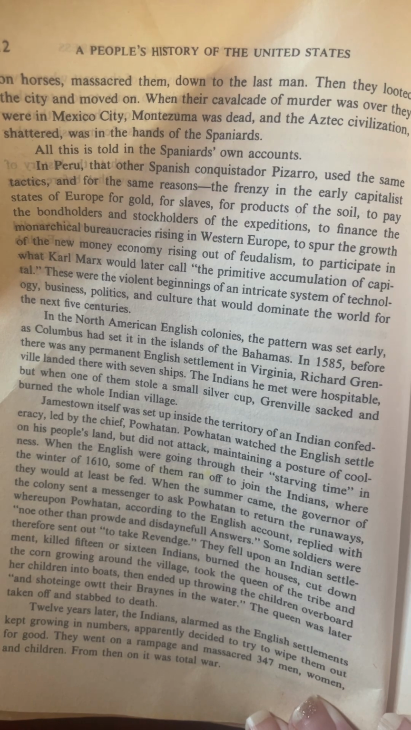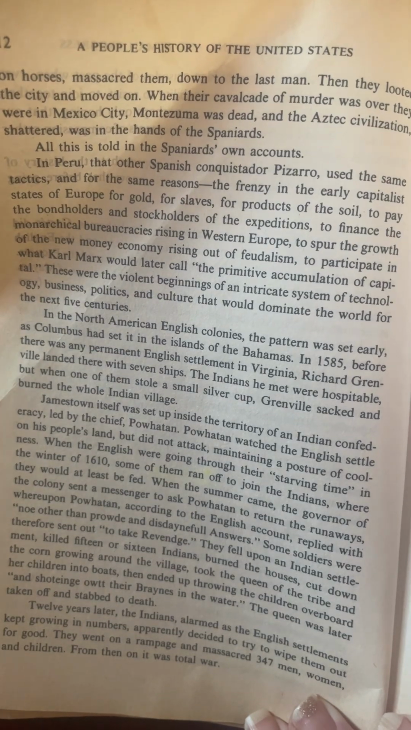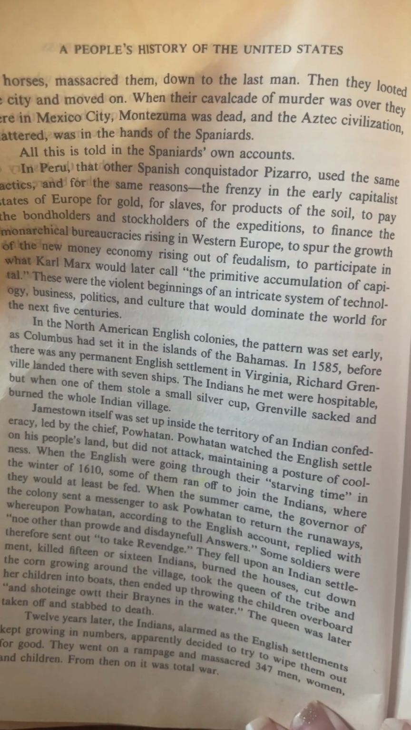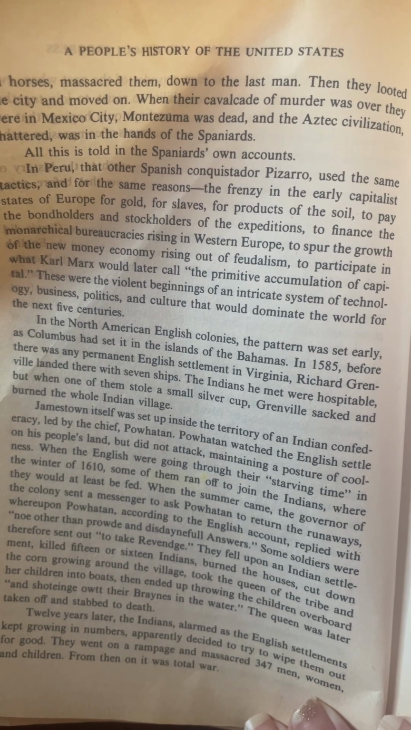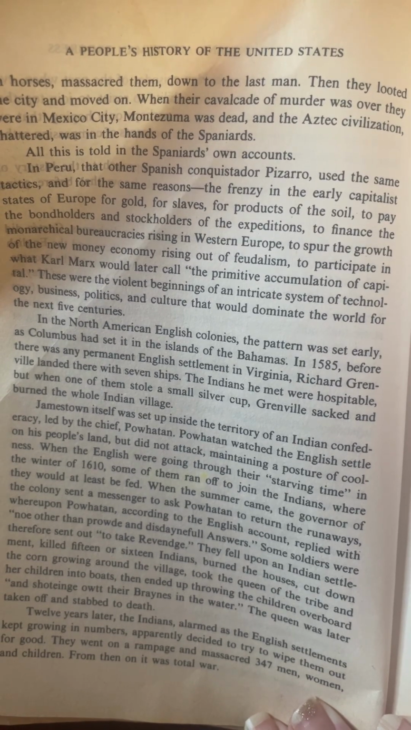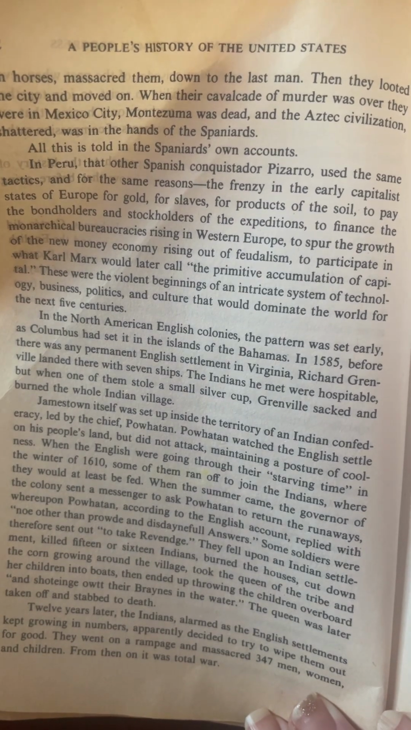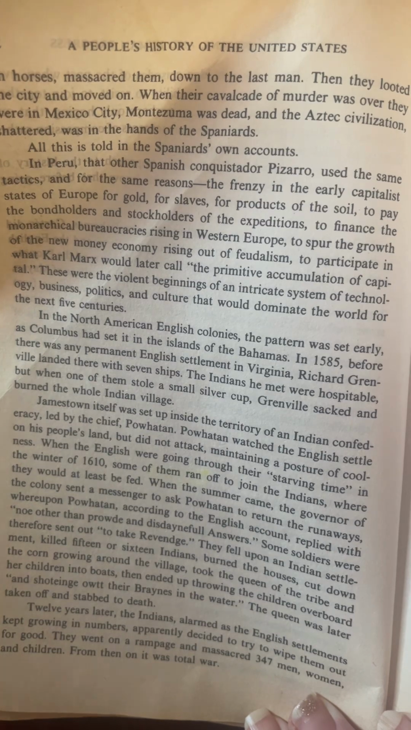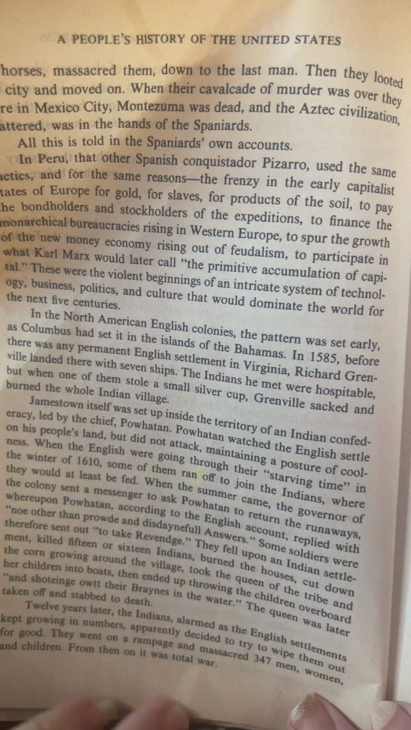They fell upon an Indian settlement, killed 15 or 16 Indians, burned the houses, cut down the corn growing around the village, took the queen of the tribe and her children into boats, then ended up throwing the children overboard and shooting out their brains in the water. The queen was later taken off and stabbed to death.